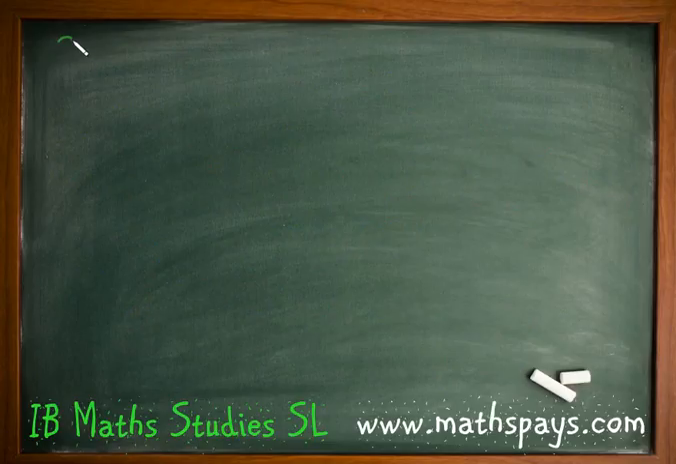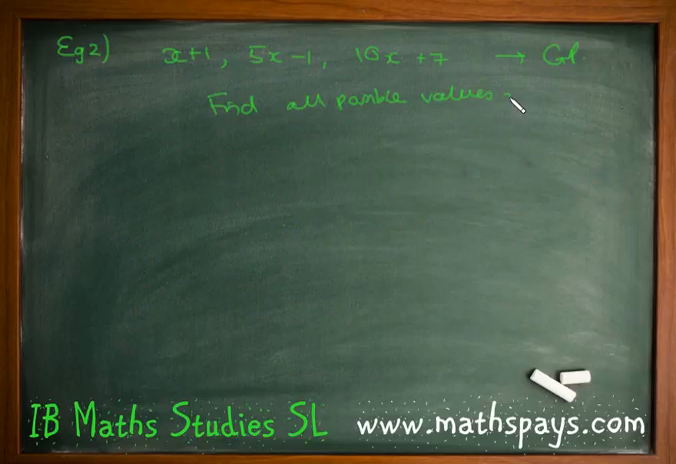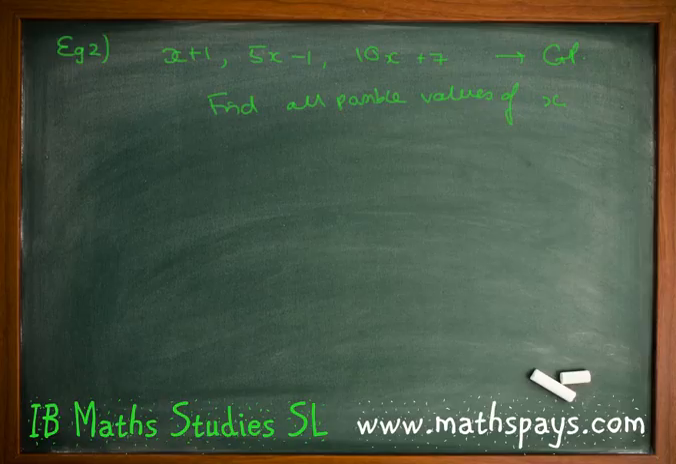Okay, so example 2. We're going to put here x plus 1, comma, 5x minus 1, and 10x plus 7. And we're going to say that this is a GP. Find all possible values of x. Alright, so we've been told in this case that this is a GP, right?